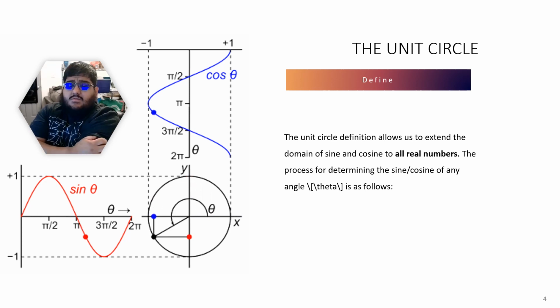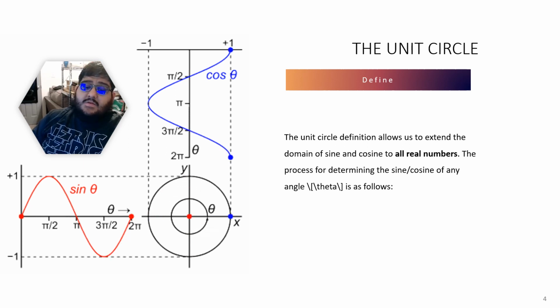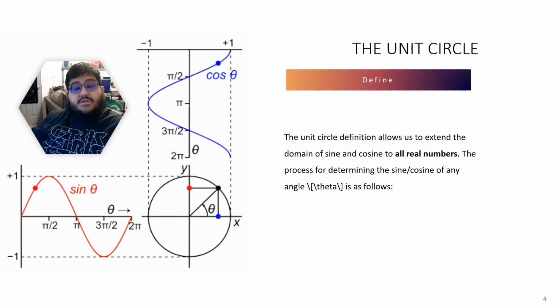So the unit circle's definition allows us to extend the domain of sine and cosine to all real numbers. The process for determining the sine and cosine of any angle, theta, is as follows. You start from (1, 0), and then you move along the unit circle in the counterclockwise direction until an angle theta is formed between your position and the origin, measured from the positive x-axis. Then sine theta is equal to the y-coordinate of your point, and cosine theta is equal to the x-coordinate.